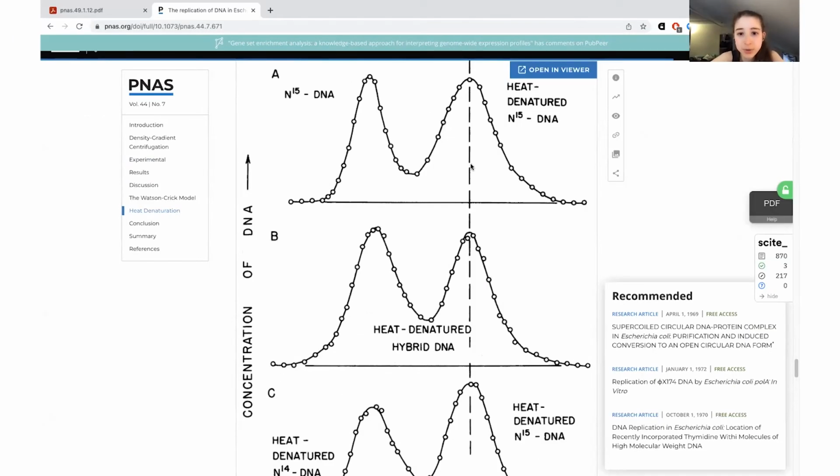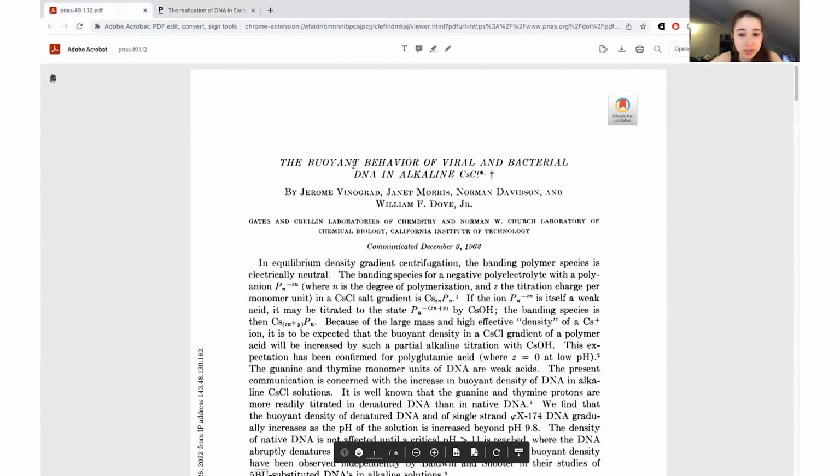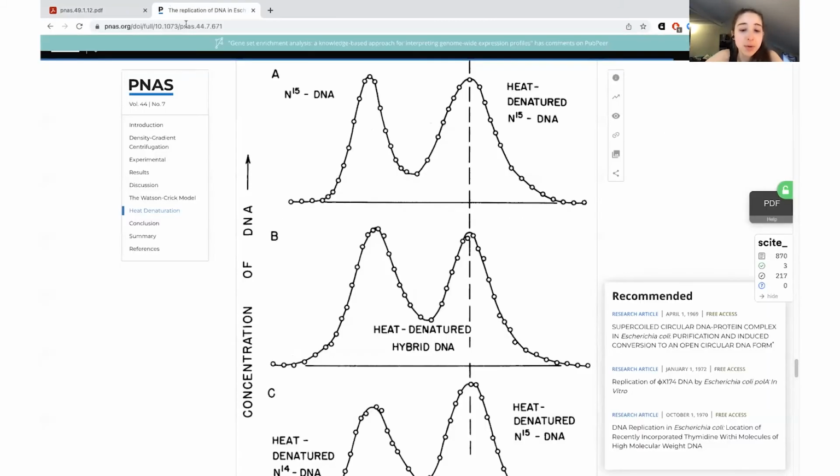In addition to the band broadening, you see a shift to a higher buoyant density when you denature the DNA. So single-stranded DNA has a higher buoyant density than double-stranded DNA. The reasons are kind of complicated, and huge thanks to Dr. David States, who answered my Twitter question about it, helped explain it to me, and also directed me to this paper. But basically it has to do with the cesium counterions.